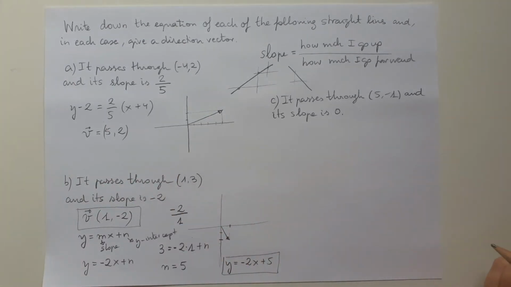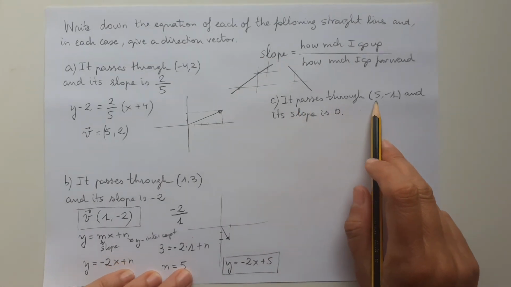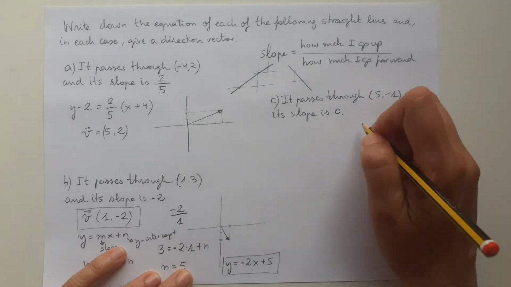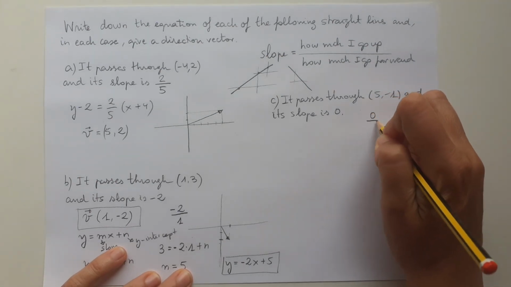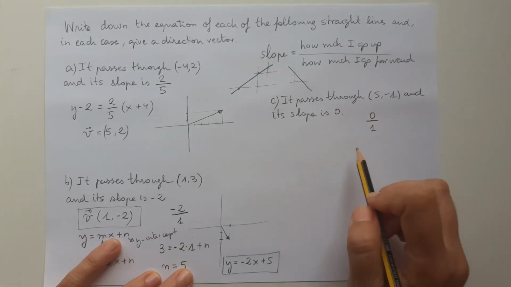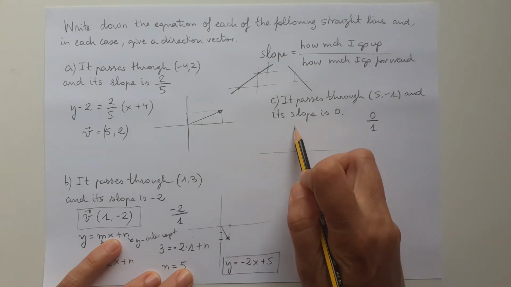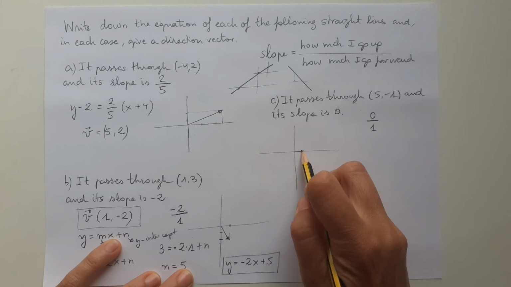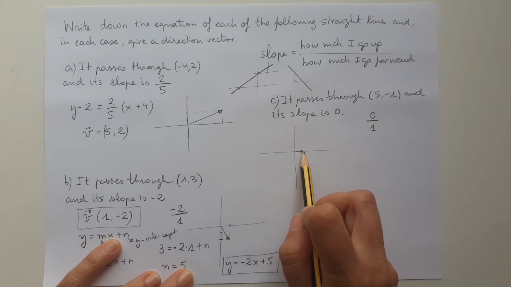Let's move to the last case. It passes through this point, and its slope is 0. If the slope is 0, 0 equals 0 over 1. So it means, let's graph this situation in this case. We go up 0 and we go forward 1.